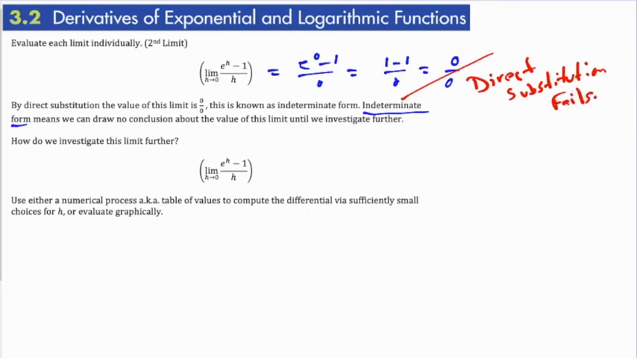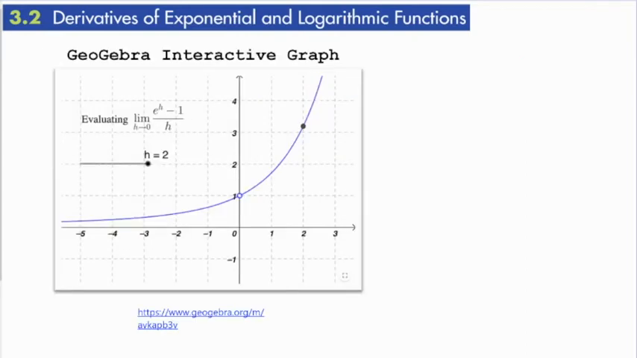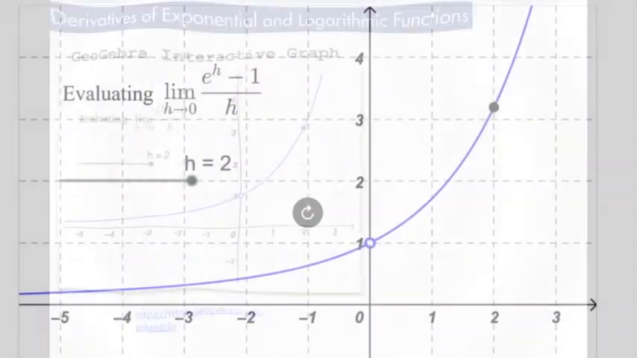And now you have to choose a numerical process. So you can create a table of values, or you can graph it. I'm going to use the graphing method here. You can create a table of values. You'll get the same result.